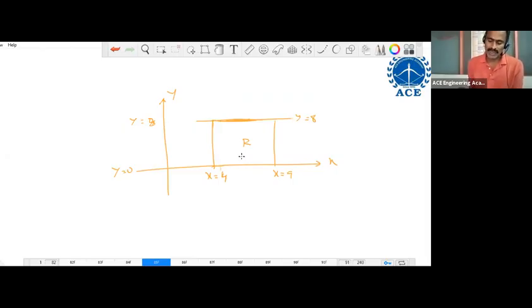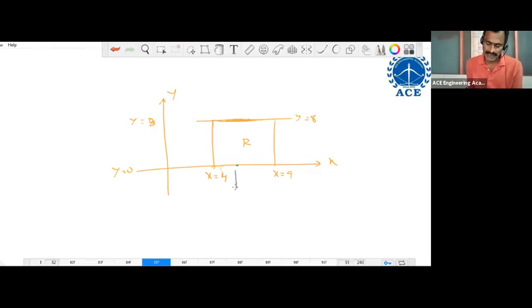Suppose for a given problem, the region is given like this. Then we try to find the limits by drawing a line parallel to an axis, just like in the previous problem. Let us draw the line parallel to the axis. Our region starts from x equal to 4 and ends at x equal to 9. The region is lying between 4 and 9. So from 4 to 9, at any point of x, we can draw the line parallel to the axis.